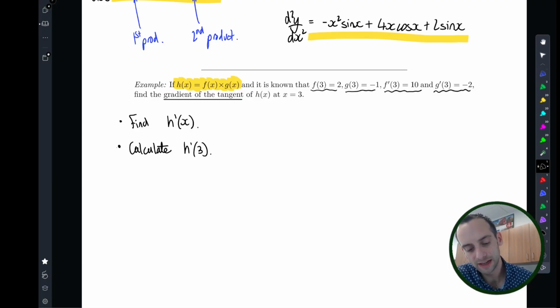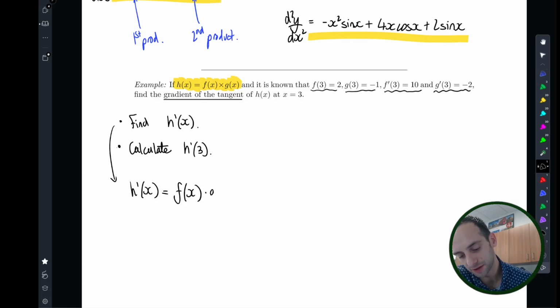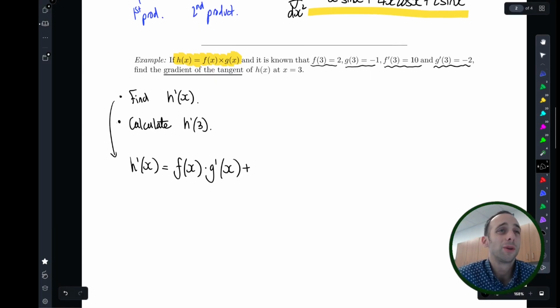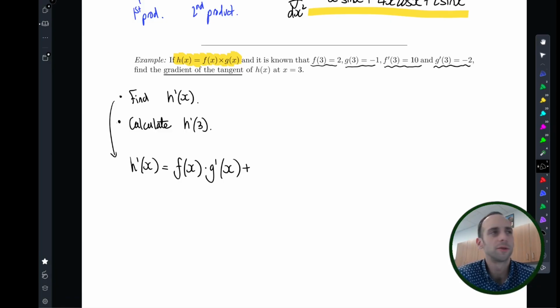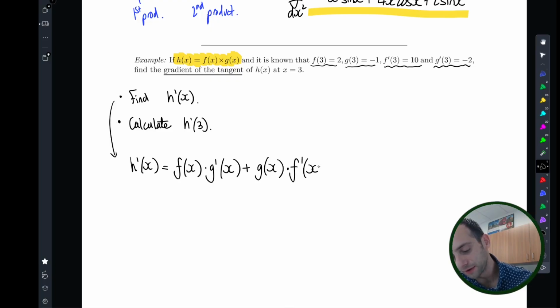So to find h primed of x, to do that first part, we're going to apply our product rule. So that would be f of x, leave the first function alone, take the derivative of the second, the derivative of g of x. We don't know what g of x is, so we've just got to notate that as g primed of x, plus leave the second function alone, take the derivative of the first. Okay? That's f primed of x.